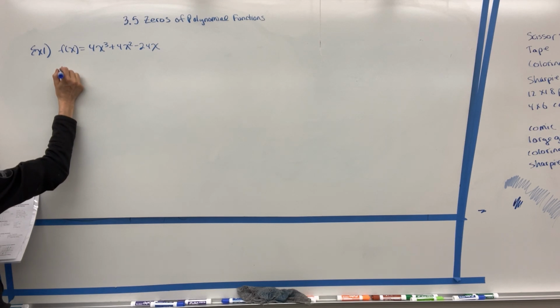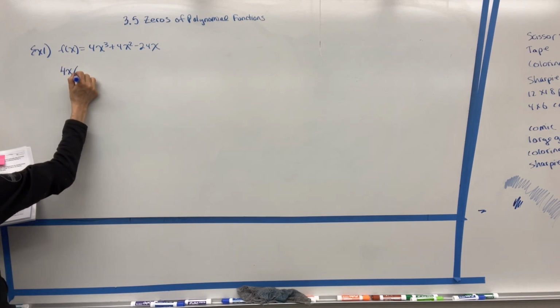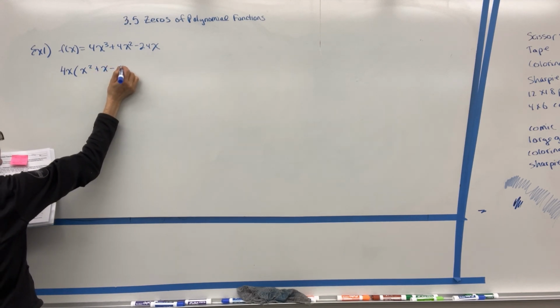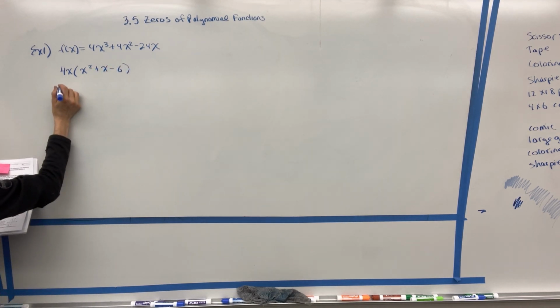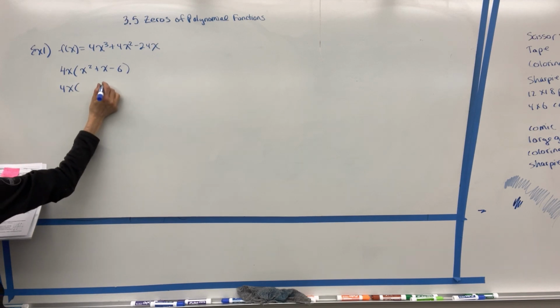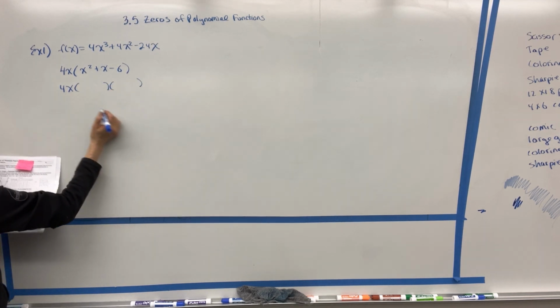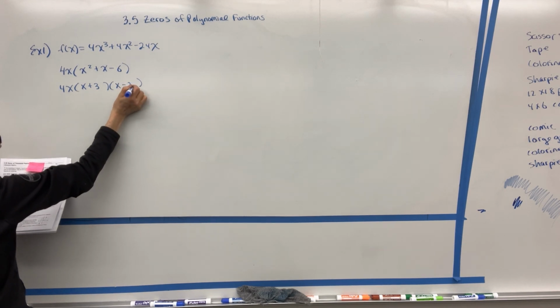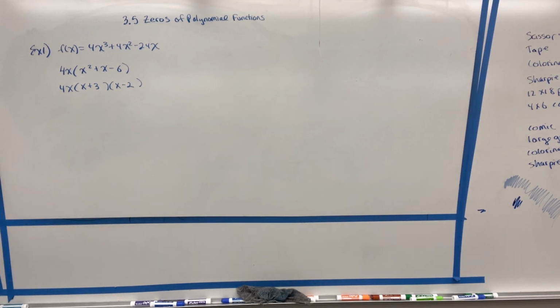So let's go ahead and take a 4x out of each term. Then we would have x squared plus x minus 6 left. And then if I want to factor my trinomial here, this is going to be x plus 3 times x minus 2. So you can see that that can be factored really quickly.